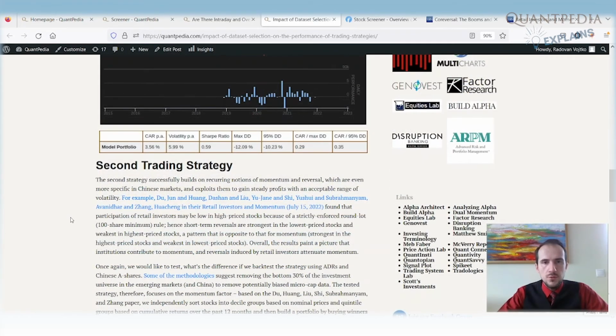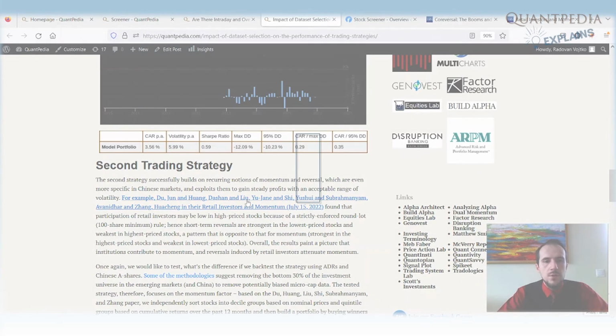The probable reason is that the Chinese market has some specifics, as do other emerging market countries or other international countries. So not all strategies can be easily translated into the Chinese market, or from the Chinese market into Chinese ADRs in the US. So it's very important to pay attention to what data set is used and where the anomaly is really present.